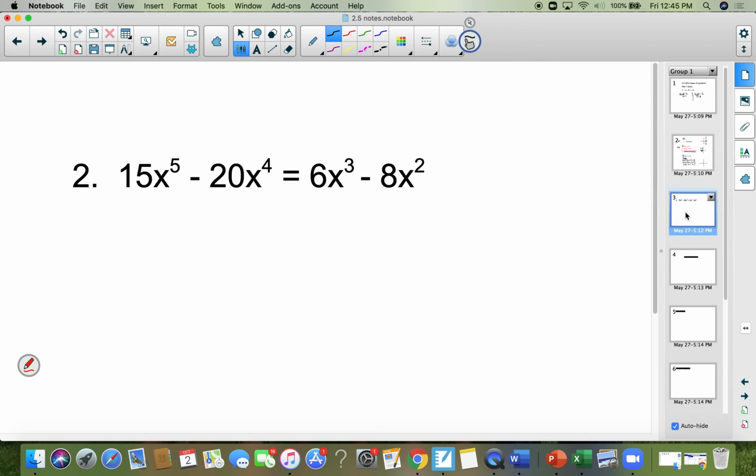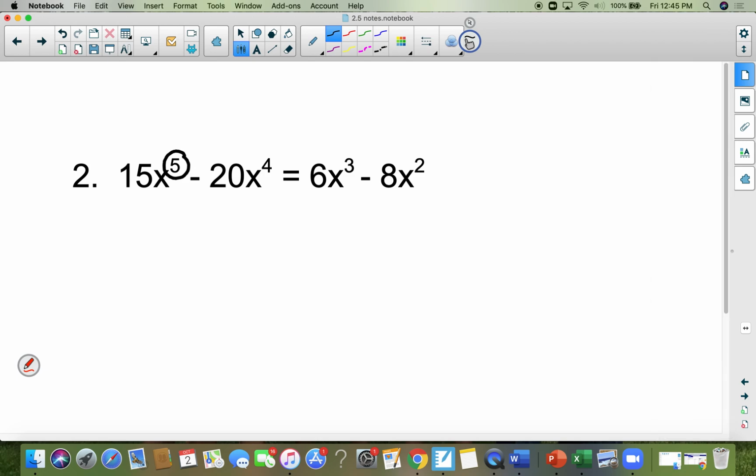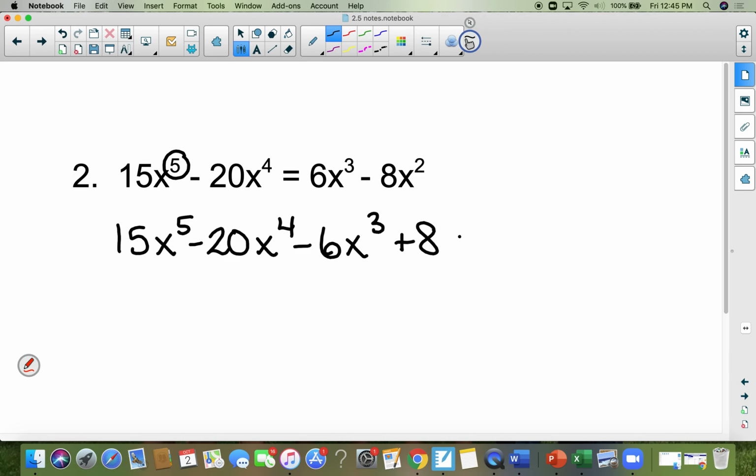Okay, 15x to the 5th minus 20x to the 4th equals 6x to the 3rd minus 8x to the 2nd. There are going to be 5 answers for this problem because the highest degree is 5. Remember, you cannot factor unless you bring everything over to one side. You have to bring everything over to one side before you can factor.